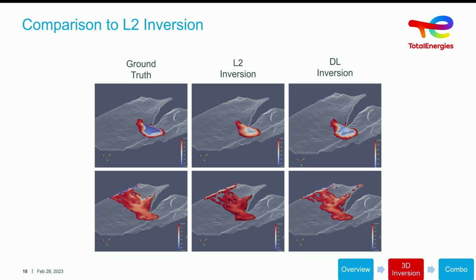So just before we move on, just want to show you a comparison where, again, we have the ground truth here, our L2 inversion predictions, and our deep learning predictions. And you can see here, right, we have kind of slower, smoother density values appearing here, whereas we have a little more detail appearing inside of these deep learning-based predictions.